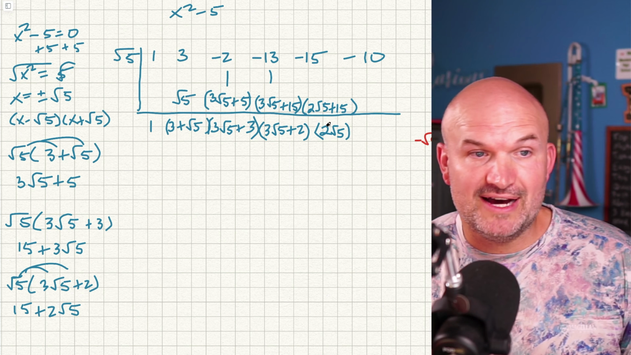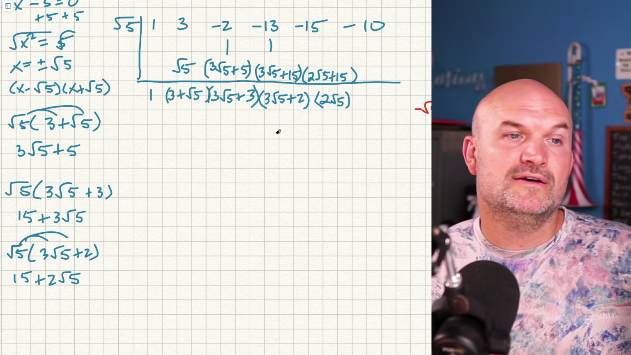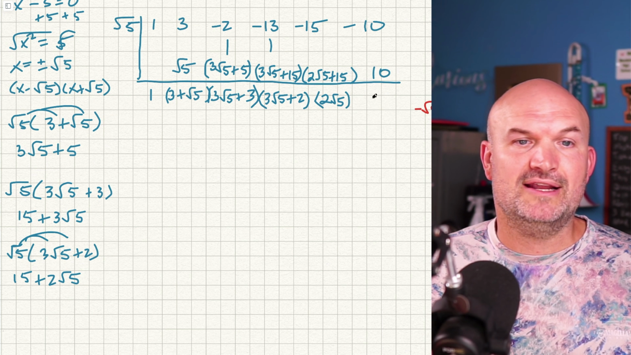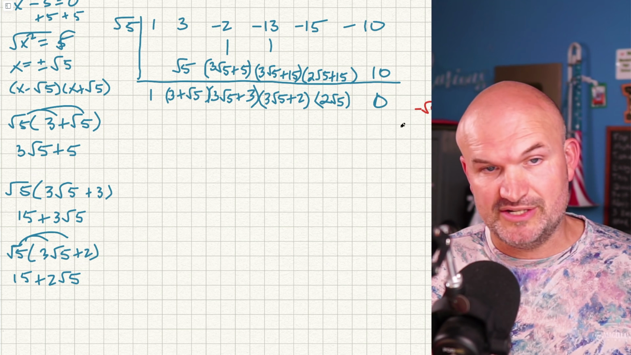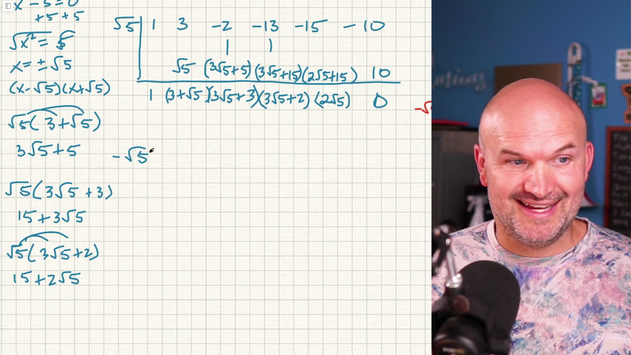So then I have a 2 square root of 5 times square root of 5. And the square root of 5 times the square root of 5 is going to be 5. 5 times 2 is going to be a positive 10. And that, ladies and gentlemen, is going to be 0. Whew. Okay, so let's do it all again.